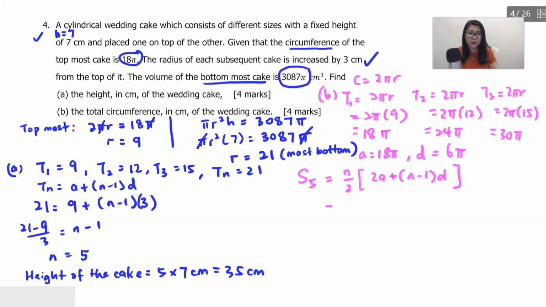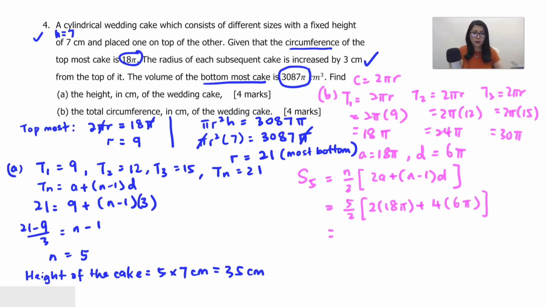So n is 5 over 2, 2a is 18 pi, plus n is 5, so 5 minus 1 is 4, and then d is 6 pi. Now let's solve this. This is 36 pi plus 24 pi, we get 60 pi, and then times 5 over 2, we get 150 pi. I'm going to write here, 150 pi.